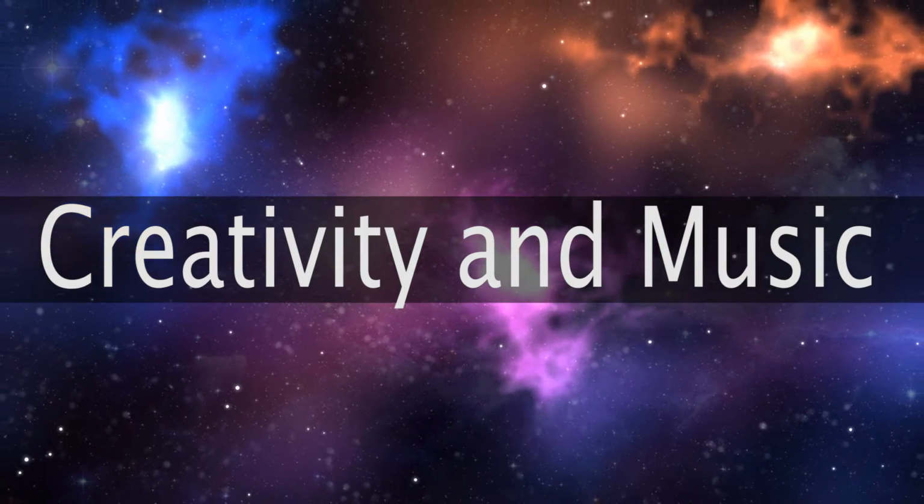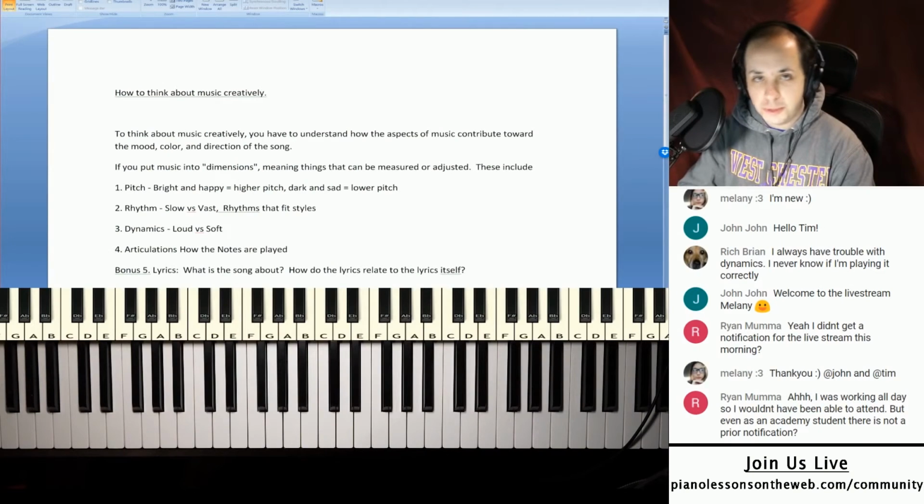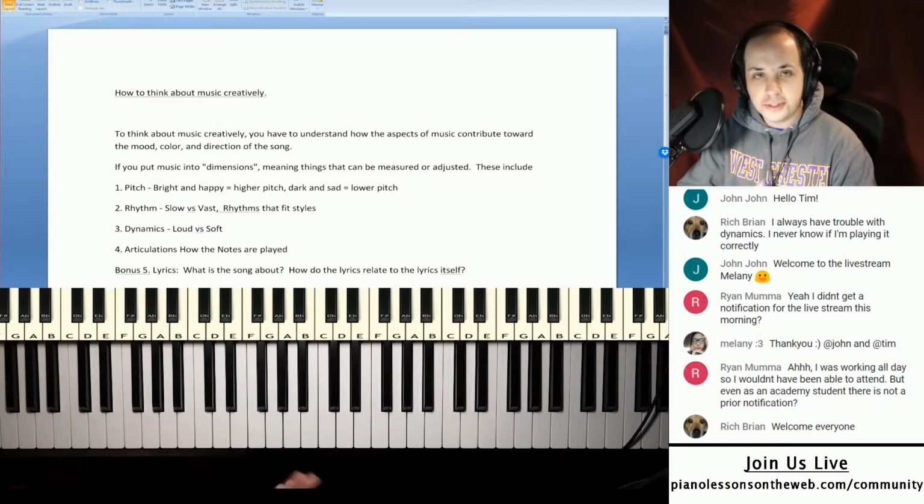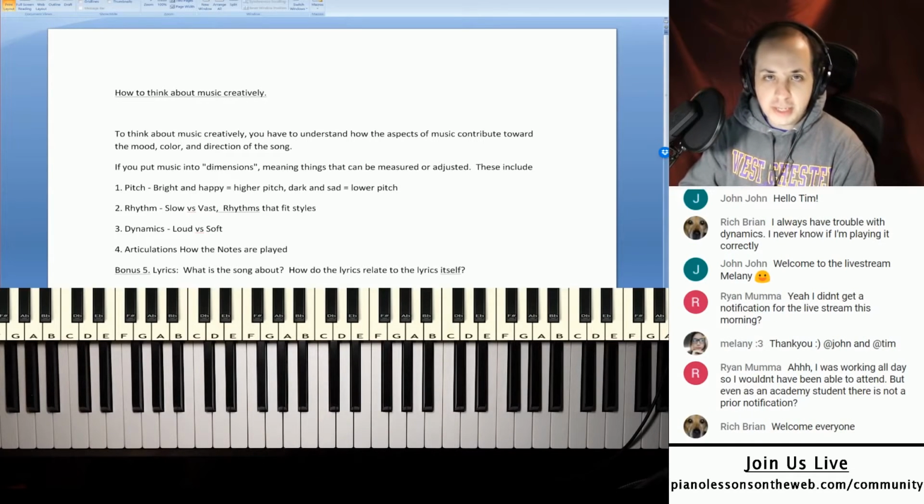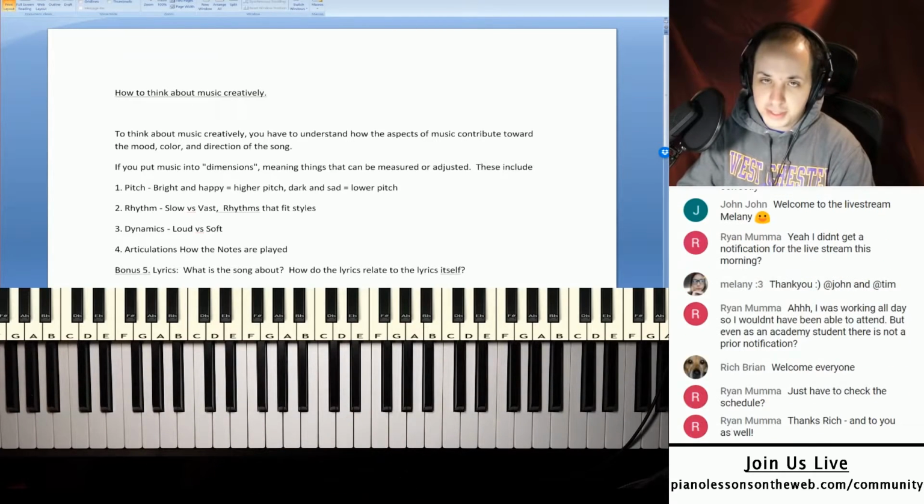Now, before we talk about this, we have to talk about a lot of the elements that make music what it is, and I actually kind of call these basically the dimensions of music. I refer to it as that because these are ways that music can be measured, and music can change, and music can be observed. And you'll know what I mean here in a second.